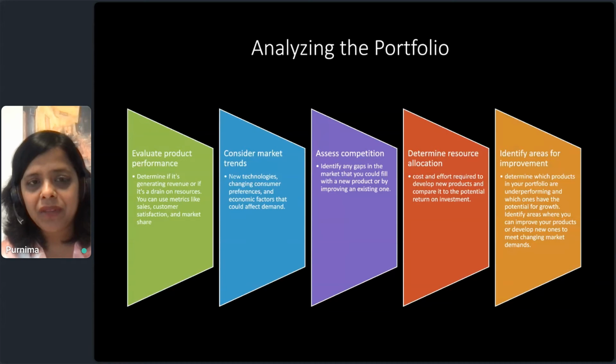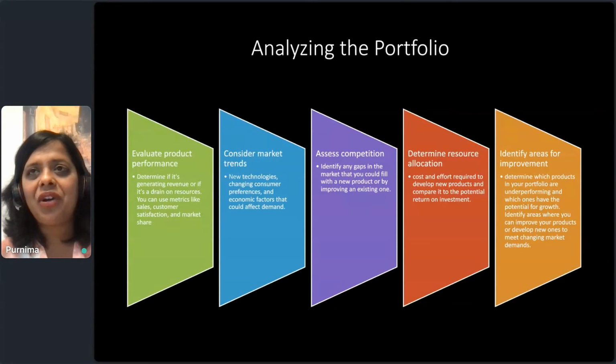So now we come to the next step, which is I need to analyze my portfolio. So, what is the goal of each of these steps when I say it? Like when you say evaluating product performance, what am I really going for? So, the point of evaluating product performance is I need to see which one's generating revenue and which one's a drain on resources.